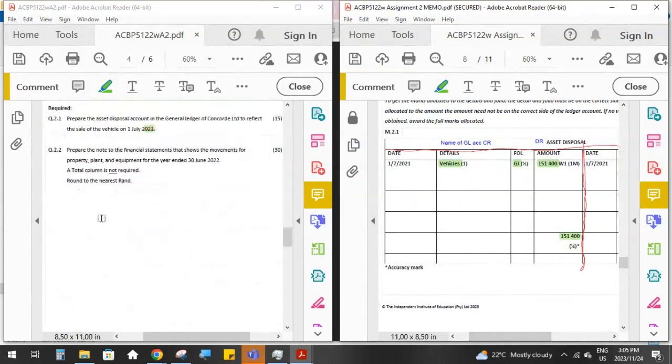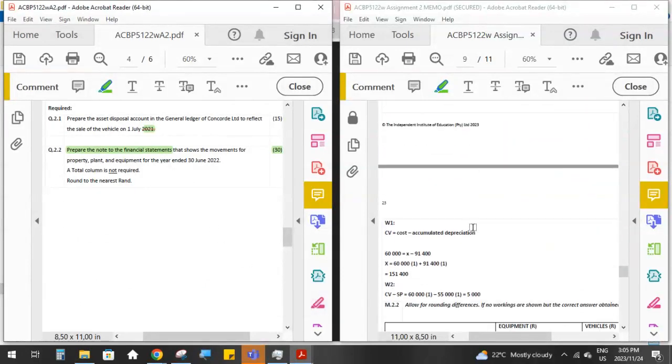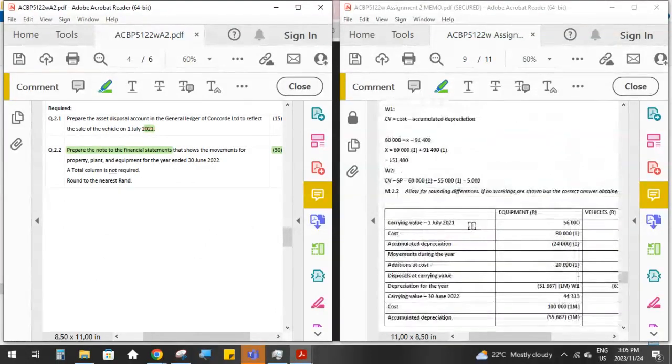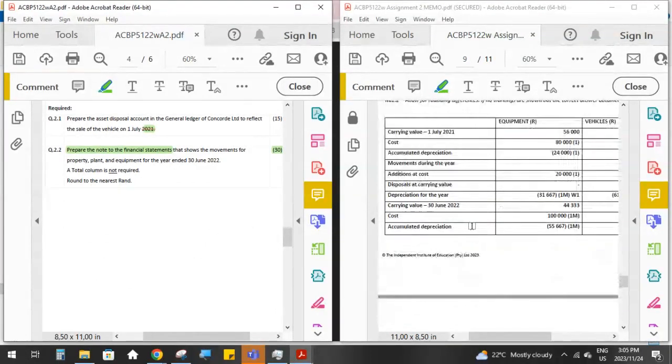Then the next thing that they want us to do is to prepare the notes to the financial statements. Guys, if you learn your note, then you just have to practice them. And if you know your note, look, here's 30 marks that you can easily get. If you haven't practiced your note, you'll be totally lost. You have to practice it so that you know exactly what it looks like and what goes where, and then you will always get really good marks for your notes to your financial statements.